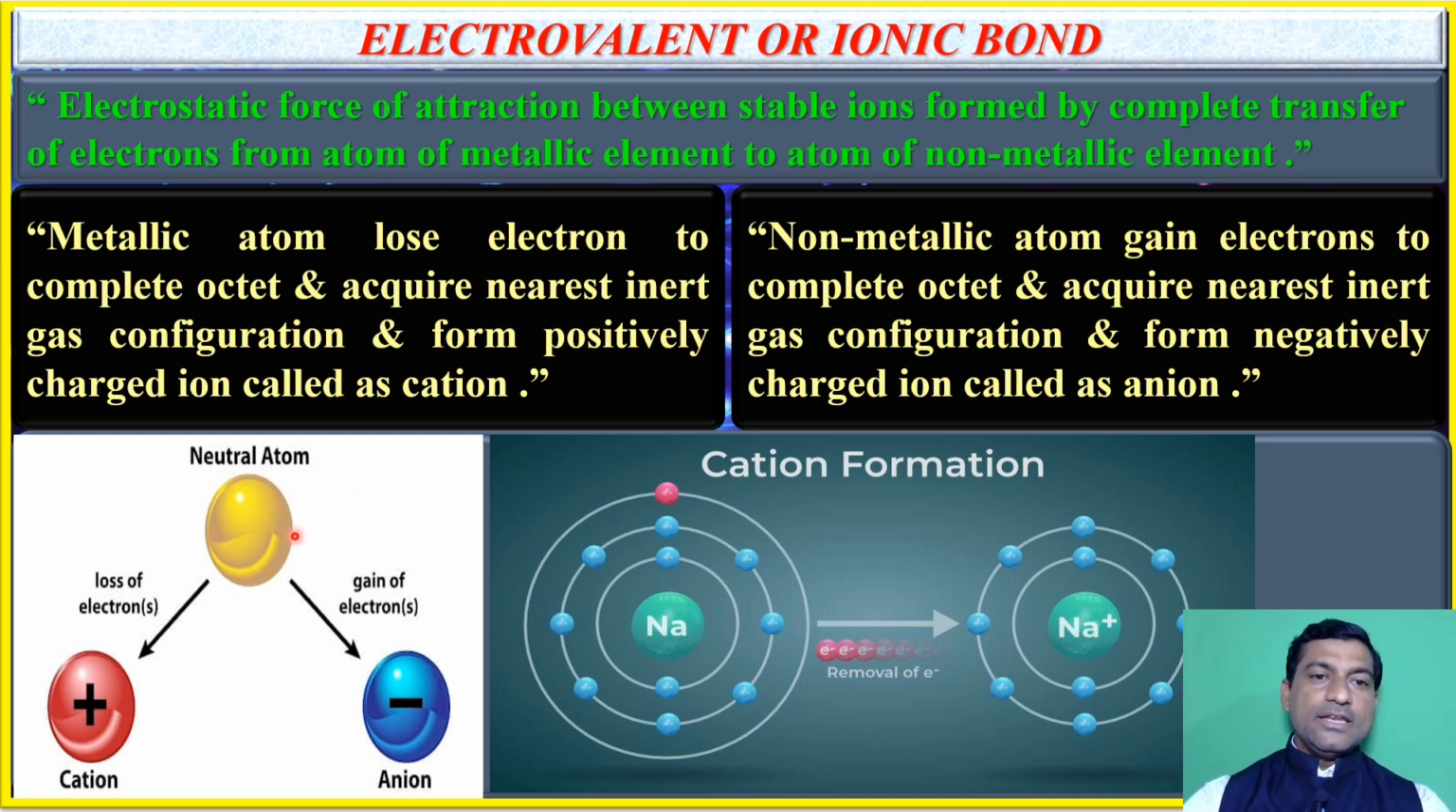See here, the neutral atom. If the atom loses the electron, means if the atom donates the electron, it acquires a positive charge and that is called a cation. See here, the neutral atom, if it gains the electron to complete the outermost orbit, then it acquires a negative charge. That negatively charged ion is called an anion. There is a cation formation process.